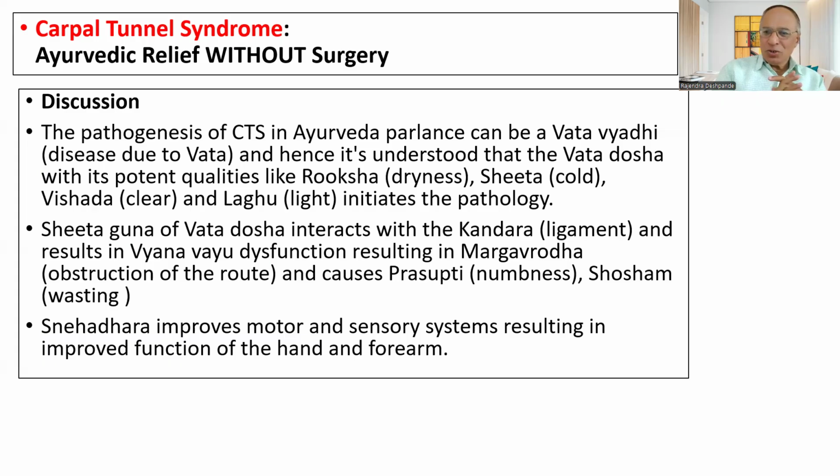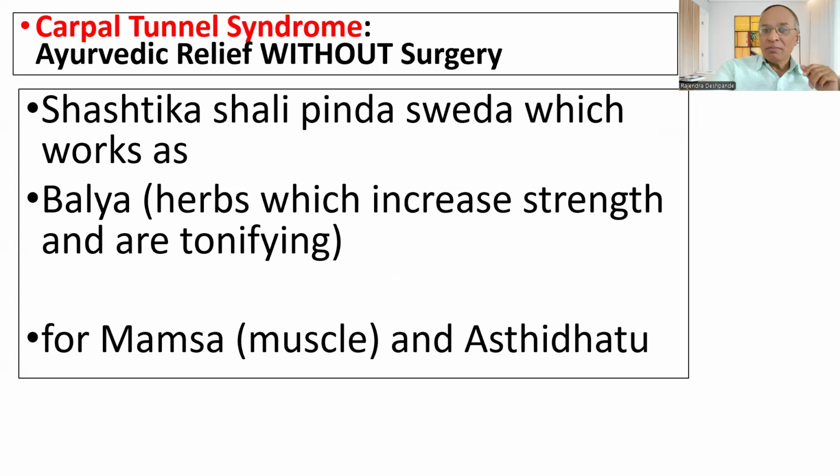Shita Guna of Vata dosha interacts with the Kandara, that is the ligaments, and results in Vyana Vayu dysfunction, resulting in Margavarodh, that is obstruction to the route of conduction. Nerve conduction was not there, obstruction. And that is why there was prosupti, numbness in these particular fingers. And also because of the Vata dosha, it was shoshana, or the wasting or the atrophy of this thenar muscle eminence. Then Sneha Dhara, when we are pouring the oil, definitely improves the motor and sensory systems, resulting in improved function of the hand and also the forearm.